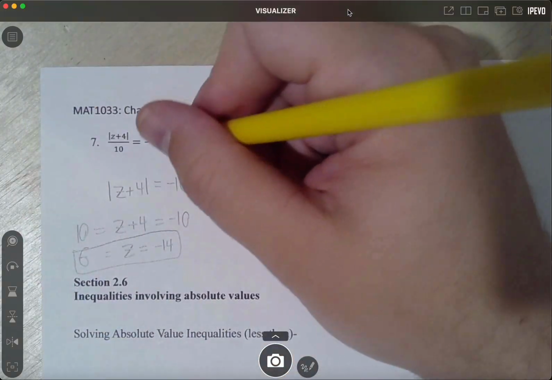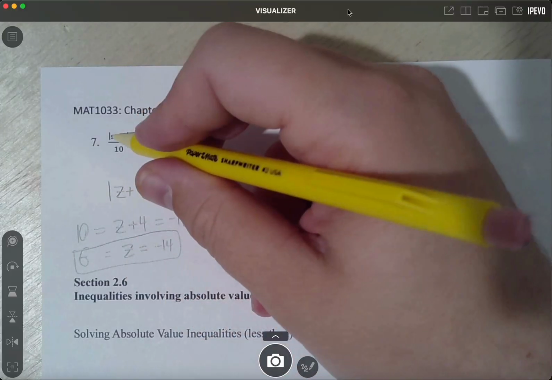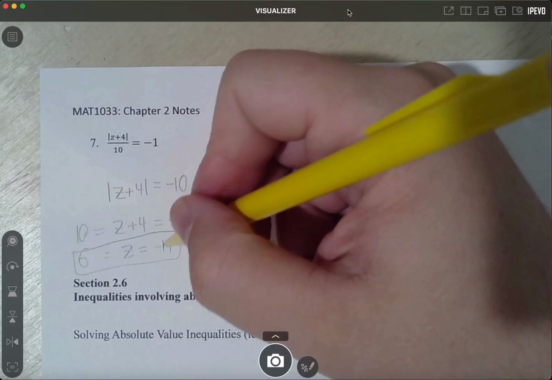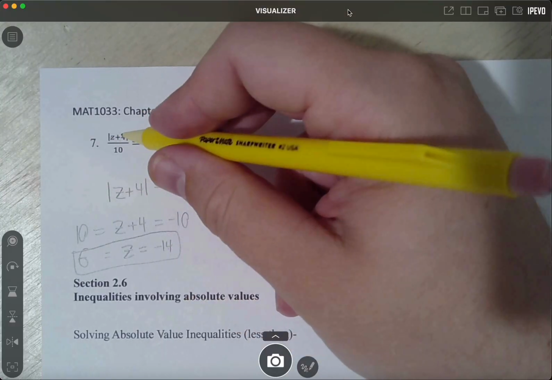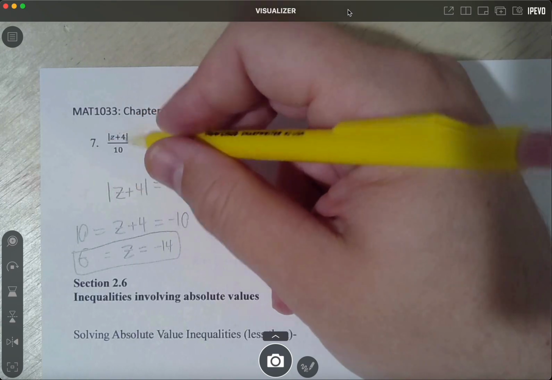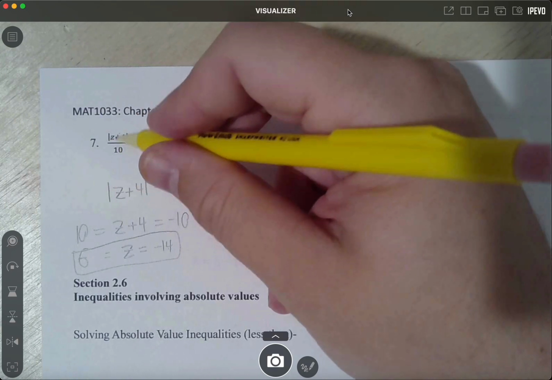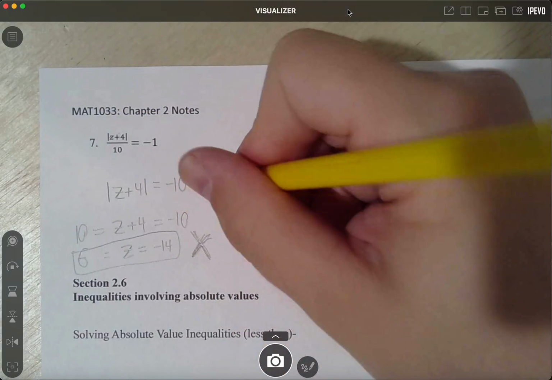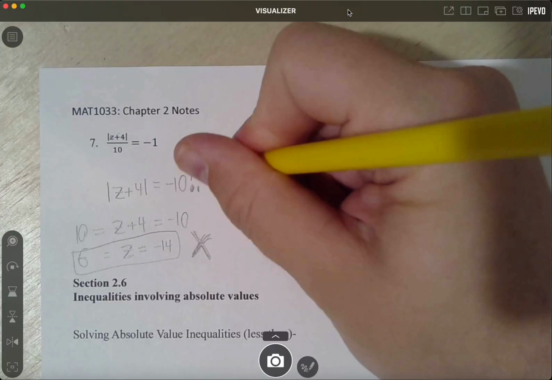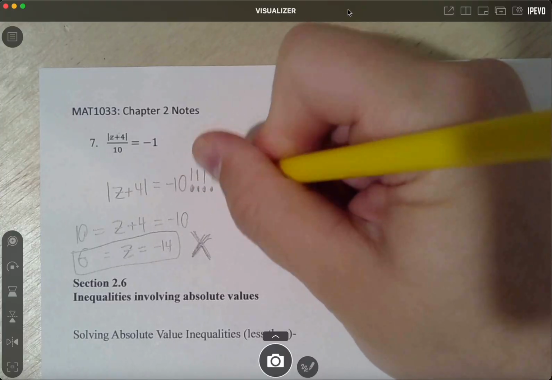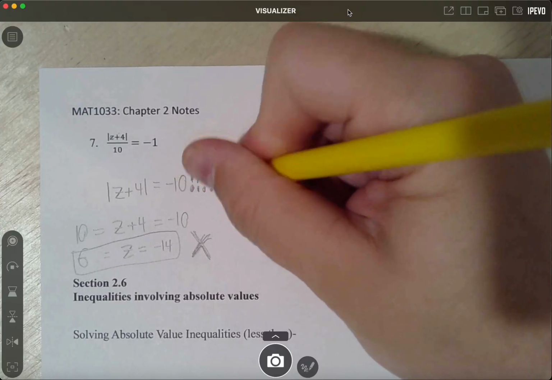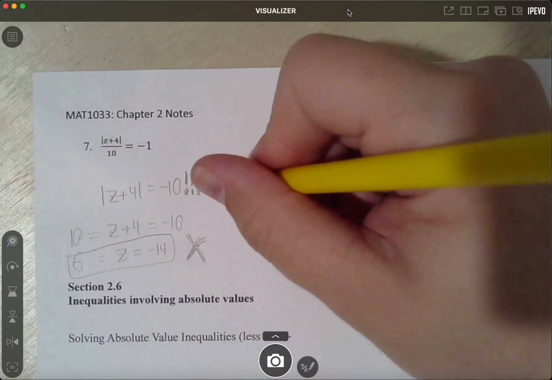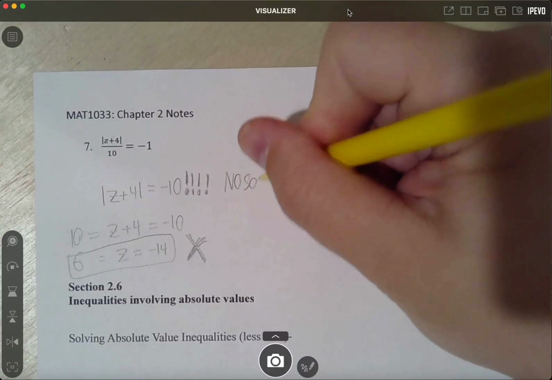Or I get 6. But watch this, if you plug 6 in, that's going to be, well, 10 over 10, which is positive 1. That's not negative 1. If I plug in negative 14 plus 4 is, well, negative 10. Absolute value is positive 10, and 10 over 10 is still positive 1, which isn't negative 1. None of these work, and it's because this is a big red flag. This is your warning right here. If your absolute value is set equal to a negative, there's no solution.